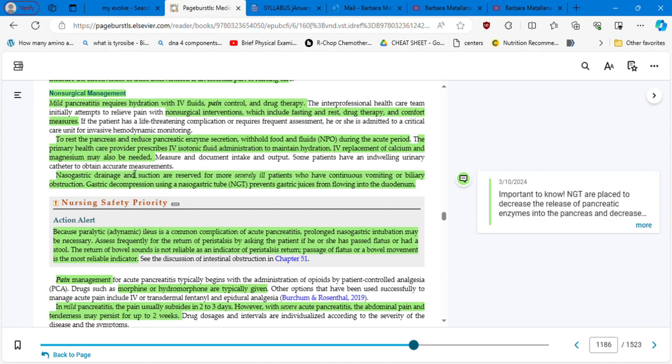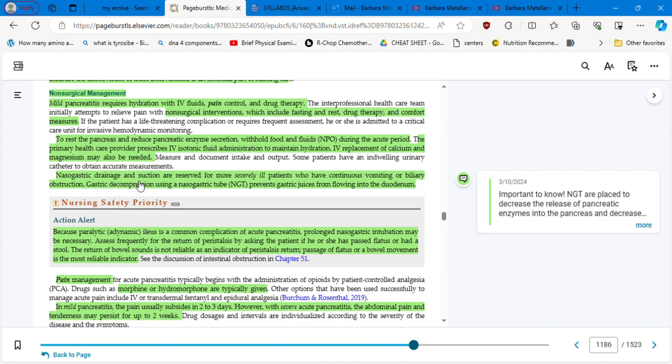The primary healthcare provider prescribes IV isotonic fluid administration to maintain hydration. IV replacement of calcium and magnesium may also be needed. Remember that acute pancreatitis is going to present with decreased calcium and magnesium, and that's good to know. You need to know your electrolytes.